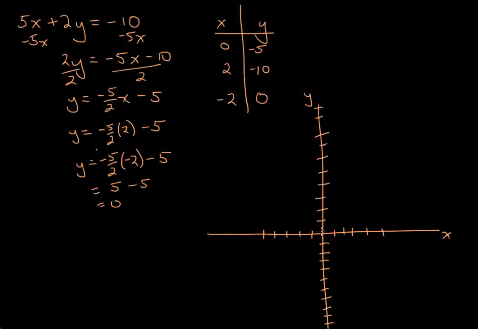X equals 0. Y is negative 5. 1, 2, 3, 4, 5. Right here. 2, negative 10 puts us down here. And negative 2, 0 is right here. So there's 3 points. Good idea to plot at least 3 points for linear equations, just to make sure. Pardon the missed points. That's it.